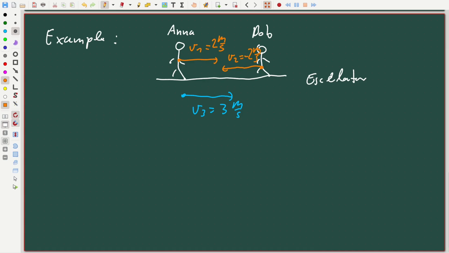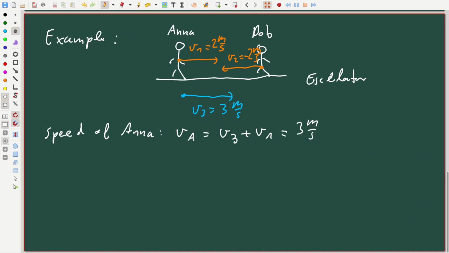Okay, now we want to actually calculate the speed of Anna and Bob for an observer that looks from the outside into the system. So we can do the following. We can calculate the speed of Anna, let's call it VA, equals V3, the speed of the escalator, plus the speed of Anna in her own system. So V3 plus V1, which means 3 meters per second plus 2 meters per second, and this would result in a speed of 5 meters per second. So an observer sees her moving with 5 meters per second in positive x direction.